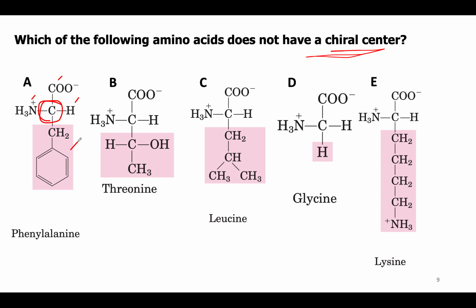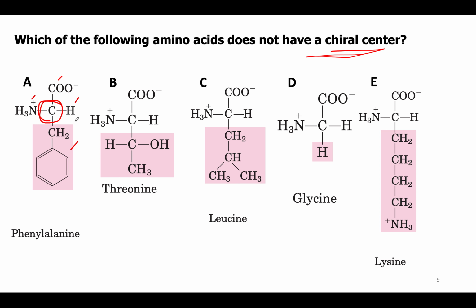So if I want to answer this question, I need to look at the structure of the amino acids and then identify the amino acid that does not have four different chemical moieties attached to the carbon atom. Or in other words, I can say that that specific amino acid will not have a chiral center.